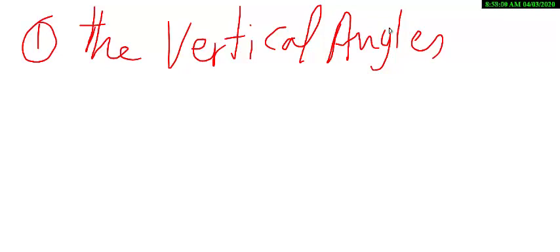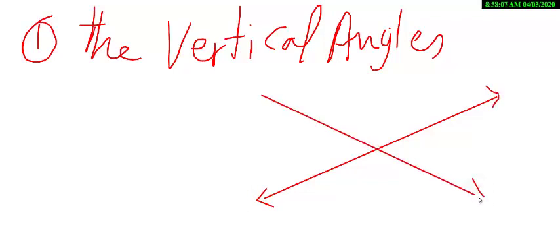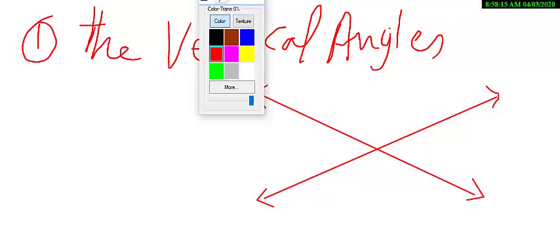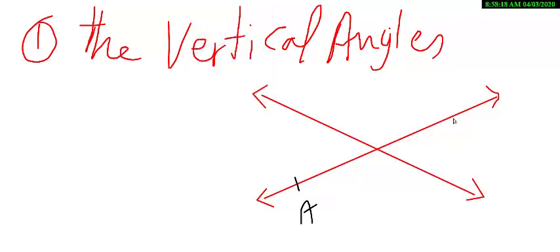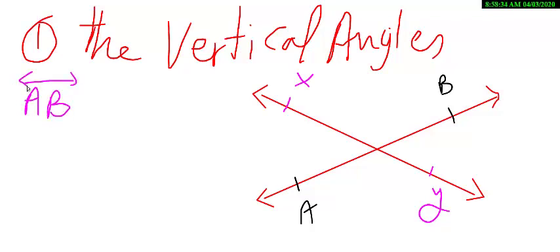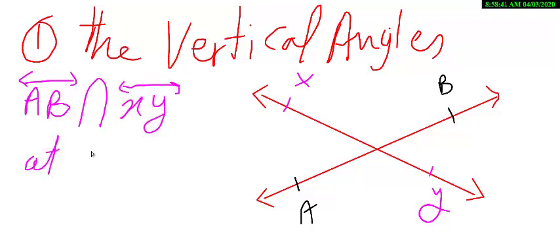If I have two straight lines intersecting at a point M, for example line AB and the other line XY, so I have line AB intersecting with the line XY at a point which I'm gonna name M. The intersection between the two lines at the point M forms four angles.